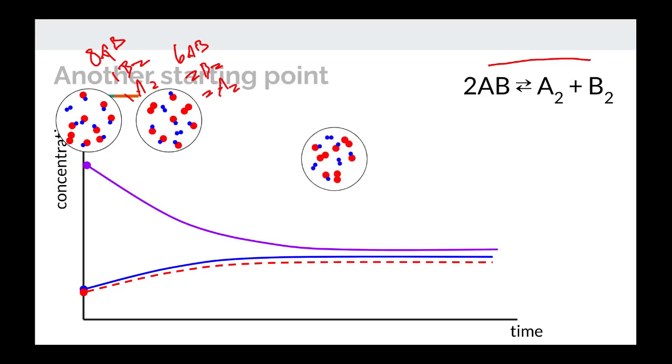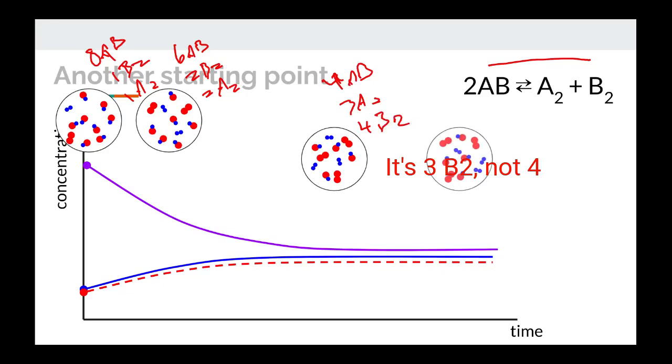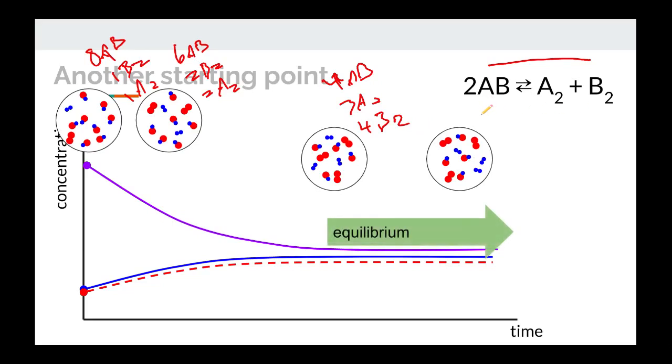Now we're getting to that flat spot. We're getting to dynamic equilibrium. What do we have? 4 ABs, 3 A2s, and 4 B2s. And as the reaction continues to proceed with that flat spot, now that we're at dynamic equilibrium, we still are going to have 4 ABs, 3 B2s, 3 A2s. So we always end up with that same ratio of particles in our little sphere here that we're looking at, no matter what our starting point was. We reach the same equilibrium.